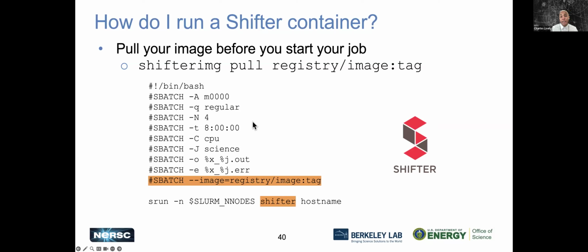And so how do you run a Shifter container? If you want to pull your image for Shifter, all you need to do is pull it from the registry using the registry, the image and the tag. And so the sbatch flag that you would just use is the image flag, and you would just assign that value that you're pulling, and then in your srun command, you'll just make sure that you're using Shifter for it. So that's a quick and easy way to run a Shifter container on Perlmutter.